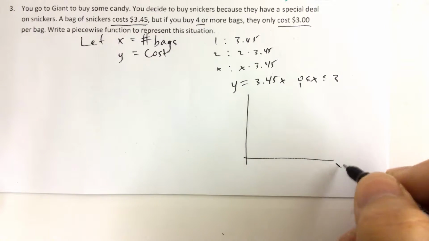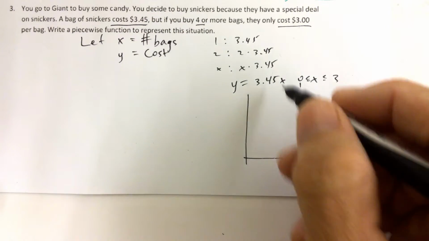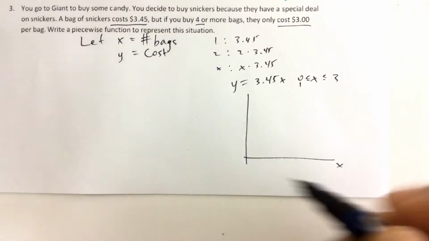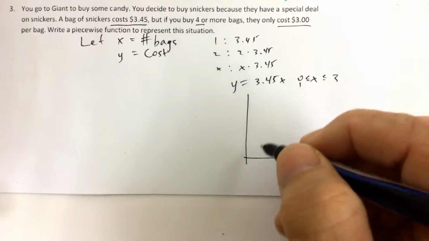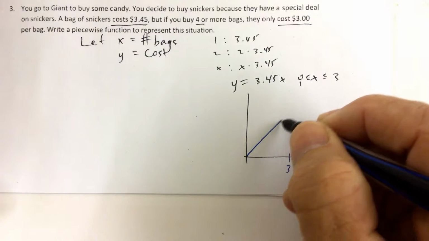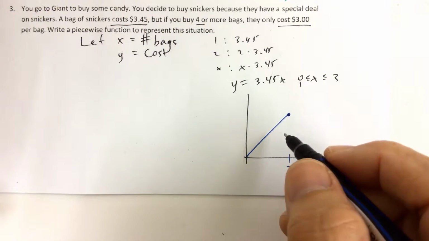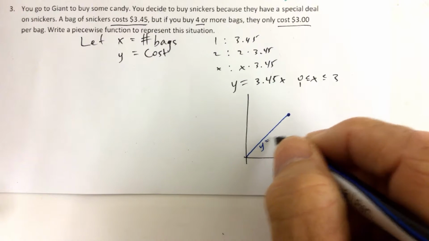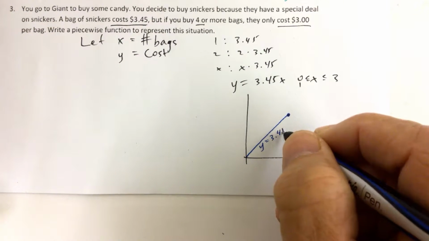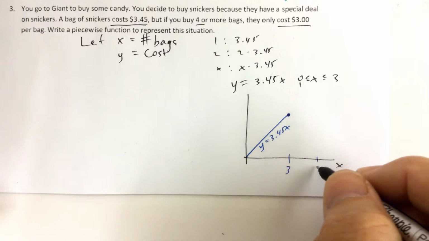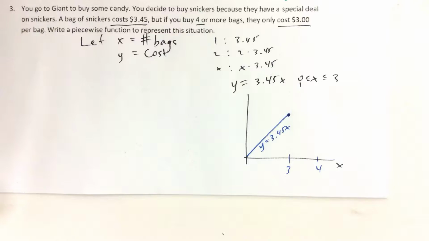And if we draw a graph of that, what would that look like? Well, 3.45 is a slope, so we can just estimate. It's not that big of a deal. So we know that between 0 and 3 bags, we're going to have a cost of $3.45 per bag. And so the equation of that piece would be y equals 3.45x.